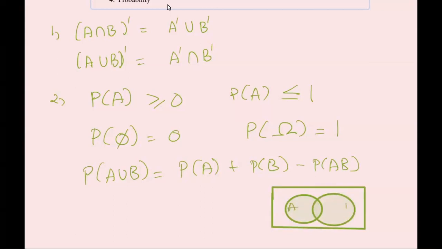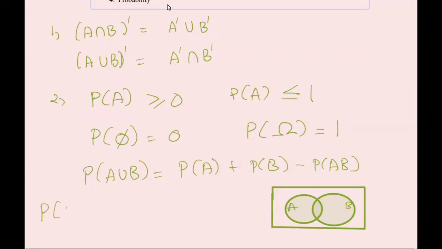Let's say this is set A, this is set B. I want to know probability of A union B, which is the union of these two circles. So how do I do that? I first take the first circle, probability of A. I add the second circle, probability of B. But then I realize that in the process, I added this area twice, right? Therefore, I need to subtract that area. So this is what the formula means, and it should make total sense to you.